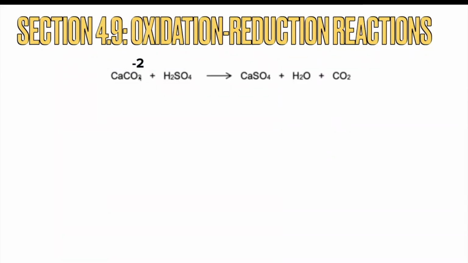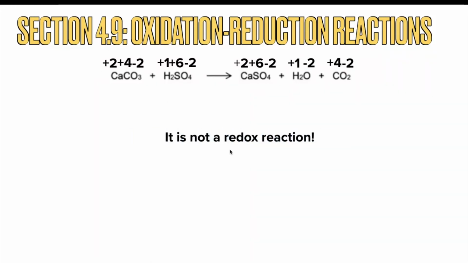Negative 2 times 3, that's a plus 2. That means this has to be a plus 4. Negative 2 plus 1, that means sulfur has to be a plus 6. Again, negative 2, that's a plus 2. That's still a plus 6. Negative 2 plus 1, negative 2 plus 4. Nope, not a redox reaction. All that work just to say, no electrons are being transferred. So nothing's being oxidized or reduced.